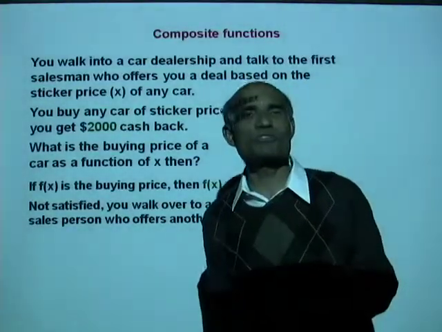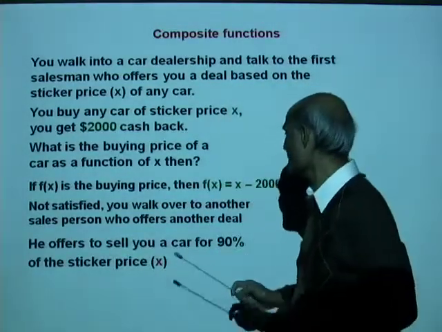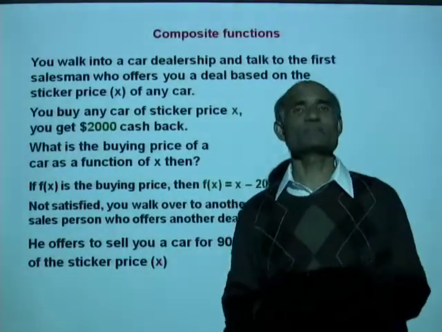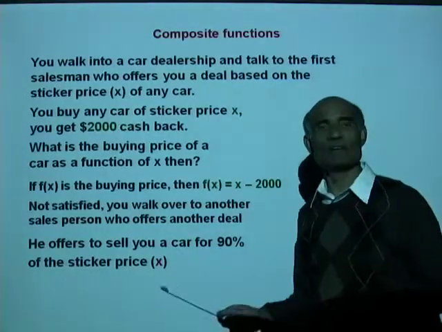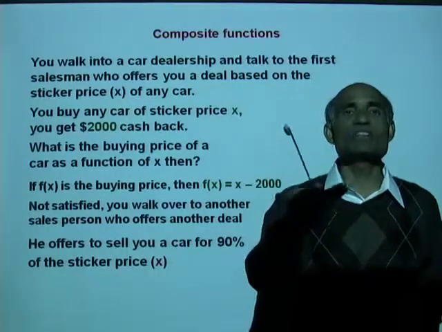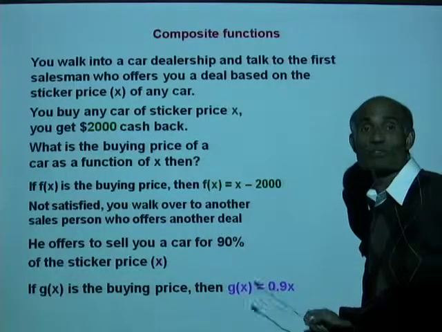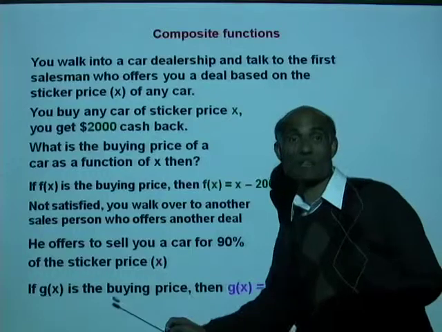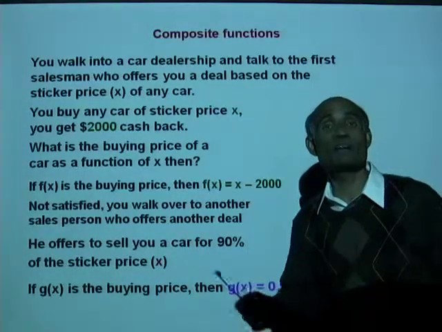And that person offers you another deal. What is the deal? He offers to sell you a car for 90% of the sticker price. Alright, what is that deal? What is the function then? If X is the sticker price, what is the price that he is offering you? g of x equal to 0.9x. So, if you take that deal, your buying price will be given by g of x equal to 0.9x.